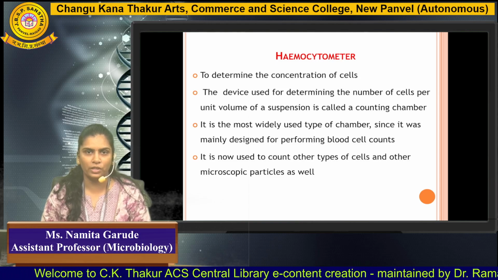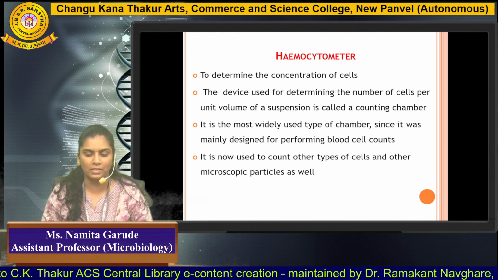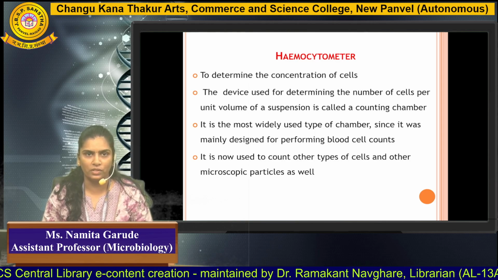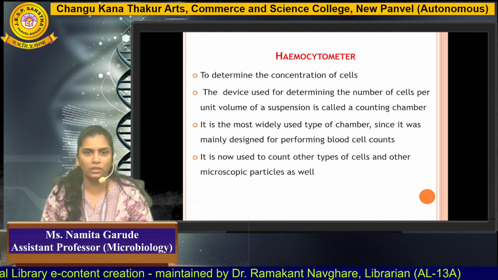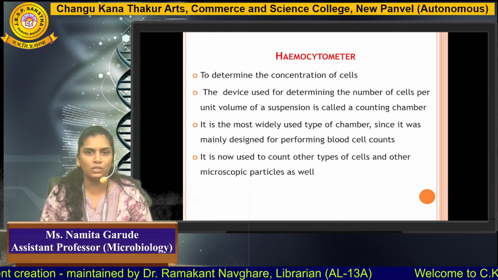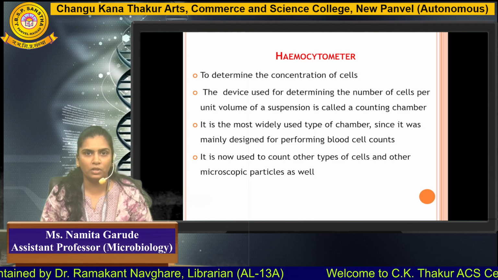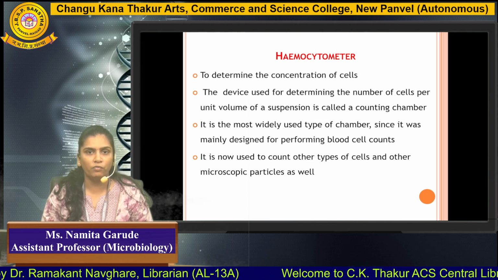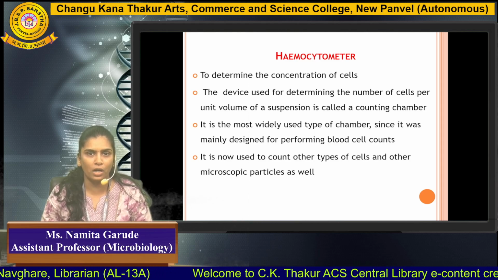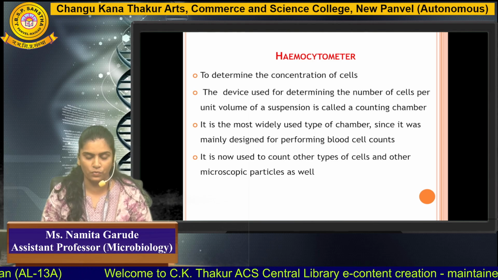Let us study the haemocytometer method. A haemocytometer is a special laser-edged glass microscope slide used to determine the concentration of cells. The device used for determining the number of cells per unit volume of a suspension is called a counting chamber. When the haemocytometer was invented, it was used for performing blood cell counts only, but nowadays it is used to count other types of cells and other microscopic particles as well.